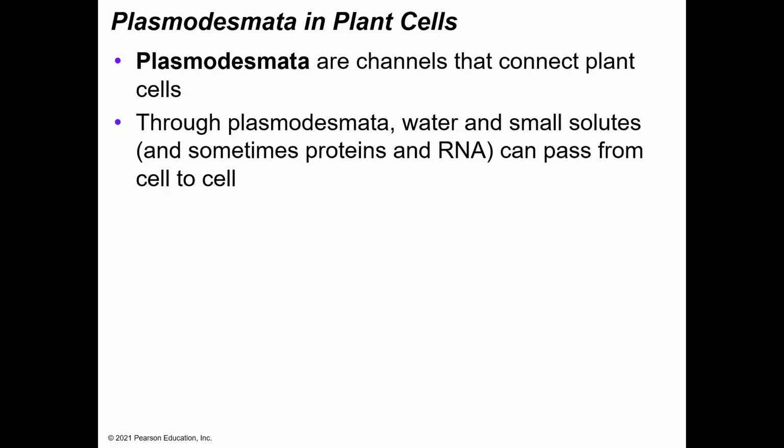Plant cells do it in a very unique way because you have these huge, thick walls that prevent things from traveling easily from one cell to the next. So they have these special channels called plasmodesmata. These plasmodesmata, that's such a long word.